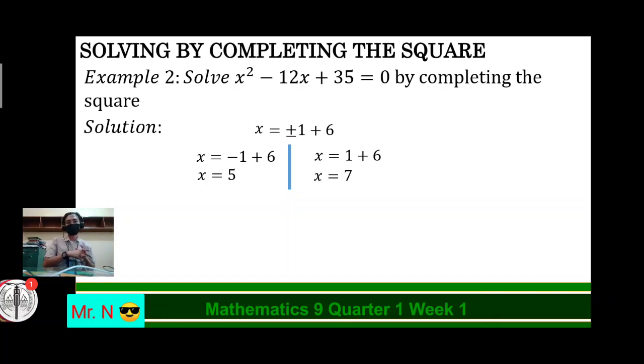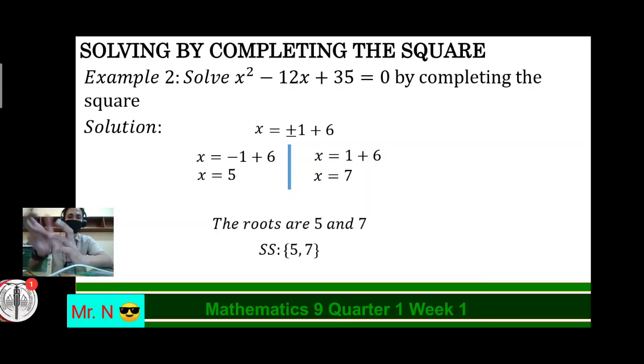Meaning to say, class, the roots of the given quadratic equation are 5 and 7. So we can just simply write our answer in this form. SS, or solution set, 5 and 7. Okay? So, any question? Yeah, okay, very good. So, let's have the next example.